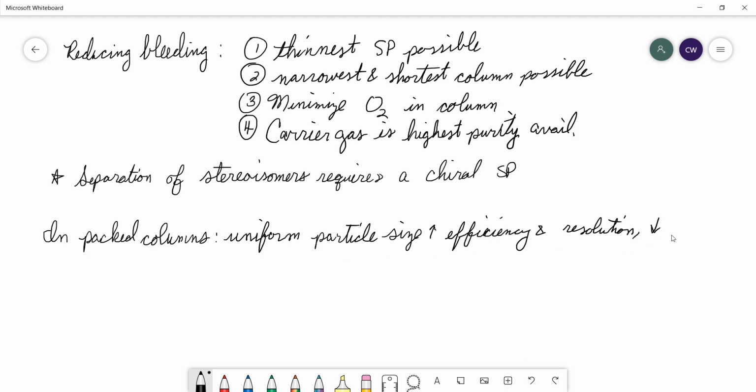It lowers plate height, because it reduces that path length variable in the Van Deemter.